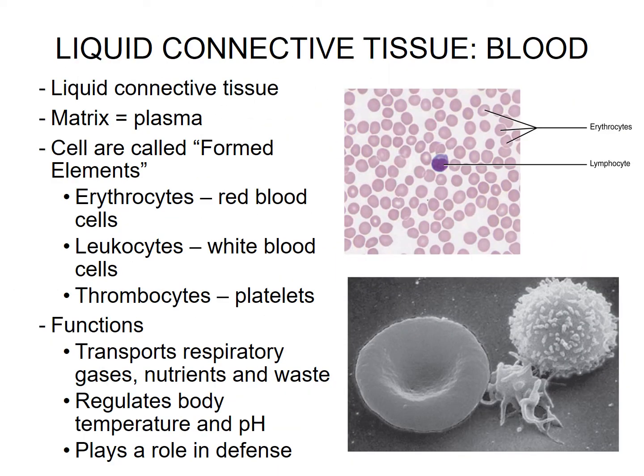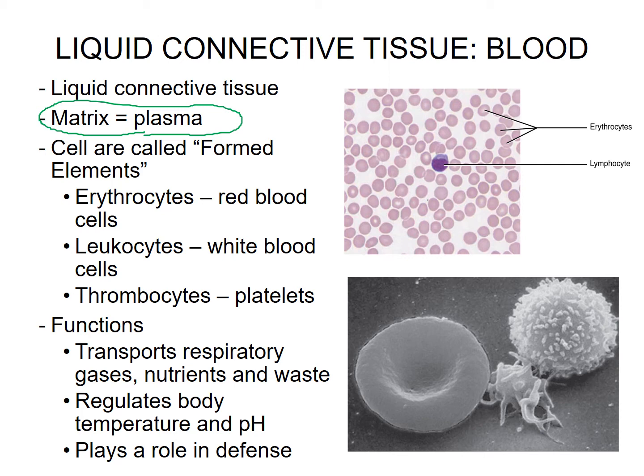Okay, blood is very different compared to bone and compared to fat and cartilage and areolar tissue because the matrix is liquid. Literally, the matrix is over 90% water, and what we call that matrix specifically in blood is plasma. It's just the fluid part of your blood. Now, the part that's not fluid in your blood are all the cell-looking things, and those are called formed elements. And we have three types of formed elements in our blood.